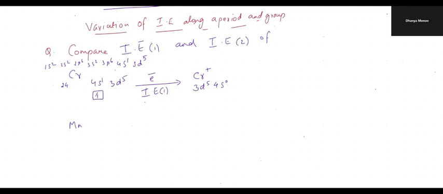Now it will remove one more electron because they have talked about the second ionization energy also. So this will be ionization energy 2, so chromium 2 plus. What will be the configuration now? The electrons will be removed from the d subshell, so 3d4.